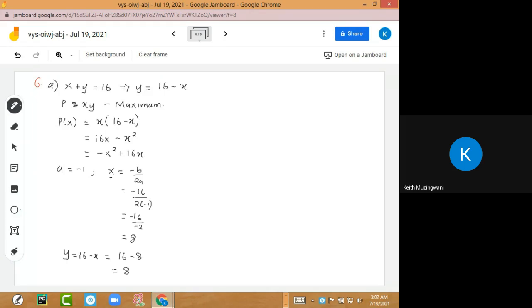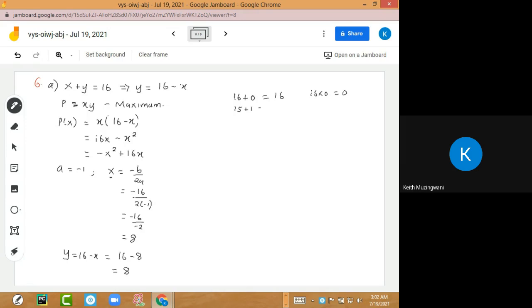If the numbers are small, like the way this 16 is small, you could actually try it. You say, okay, I'm looking for two numbers. When I add 16 plus 0 will give us 16, but the product 16 by 0 is 0.